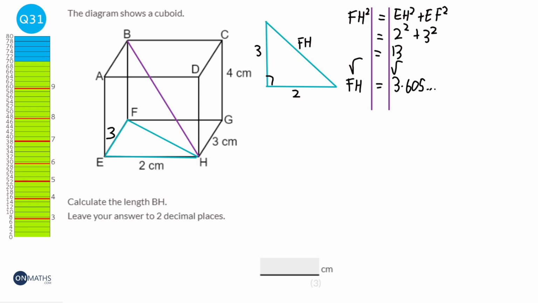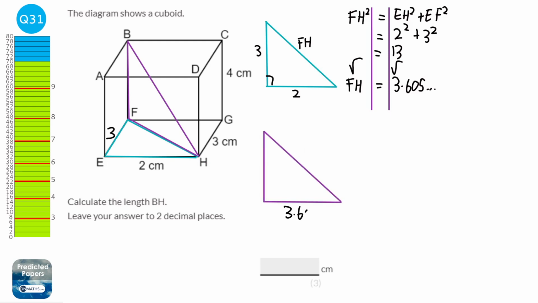And now, because we know that length, we can actually work out what the length BH is by drawing another right angled triangle. And this time we've got the missing length for this triangle. So we couldn't do this before because we didn't know what the bottom length FH is, but we do now. It's 3.605, blah, blah, blah. And the height is the same as over here. It's going to be 4.